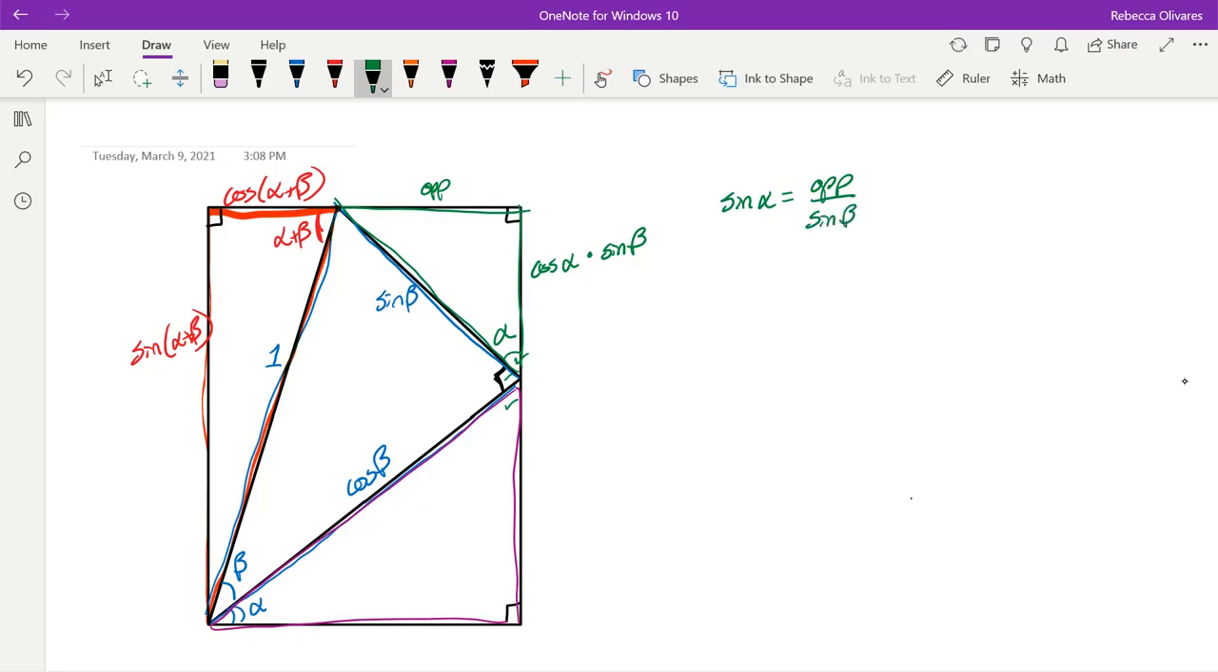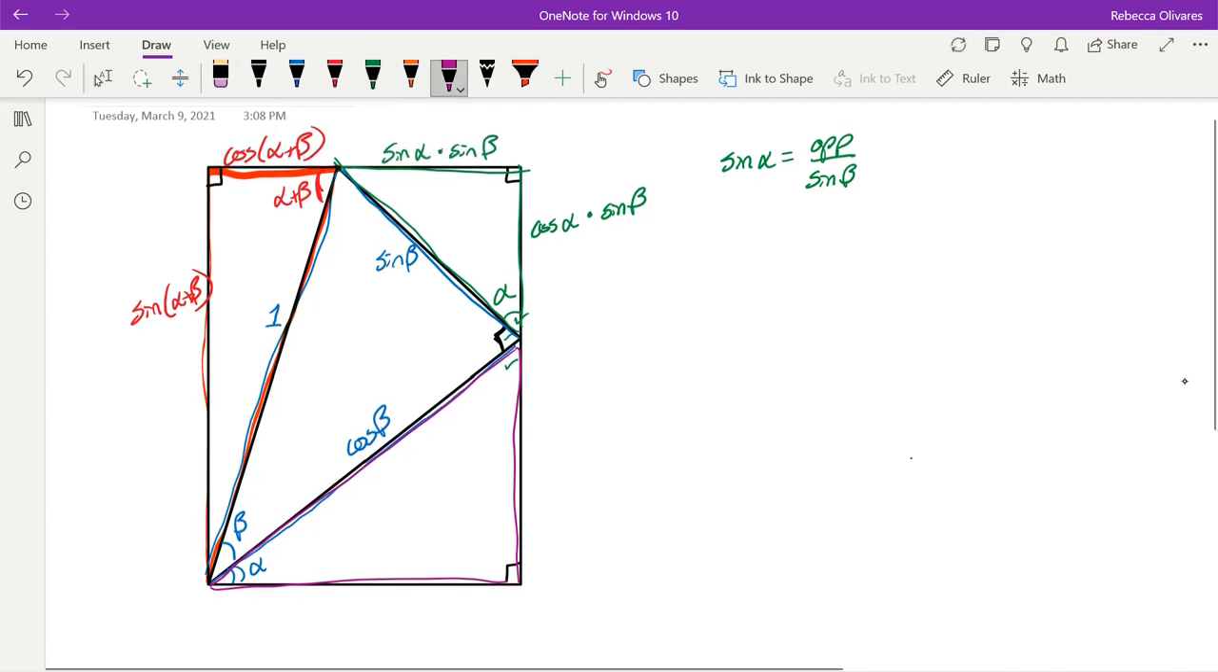So the opposite side is actually going to be sine alpha times sine beta. Okay, let's finally go down here to the purple triangle. And so similarly, this is going to be the adjacent side to the alpha that I have labeled in the left corner. And so the cosine of alpha is the adjacent side divided by the hypotenuse, which in this case is cosine of beta. So the adjacent side is cosine alpha times cosine beta.